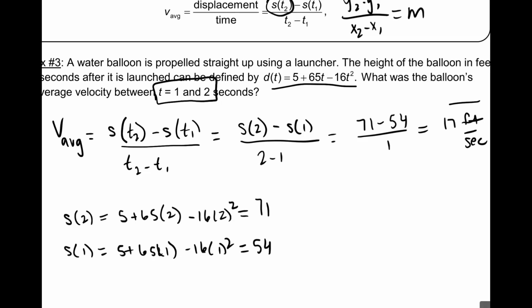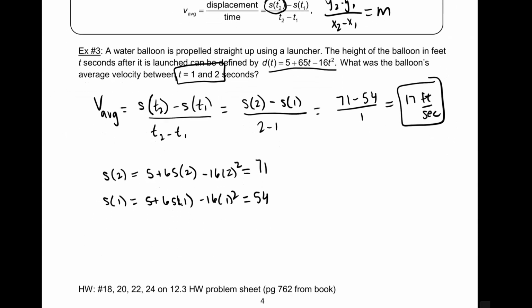They gave us units, so you must write the units. And we're looking for velocity. Velocity is always a distance over a time. So feet over seconds would be the correct unit.